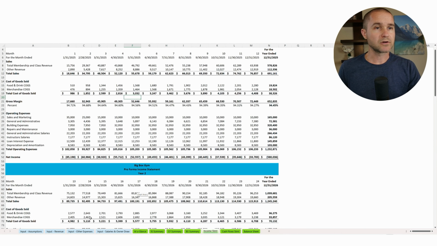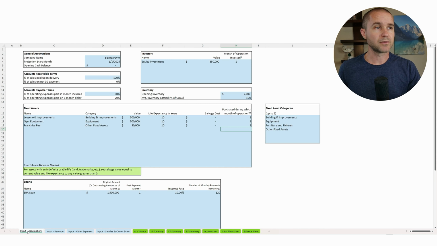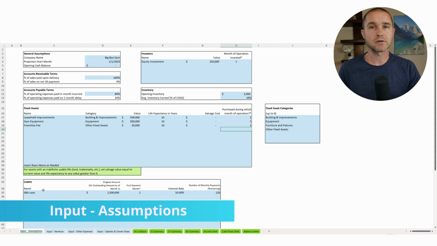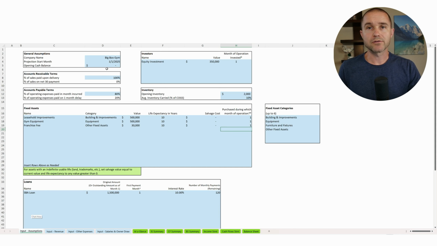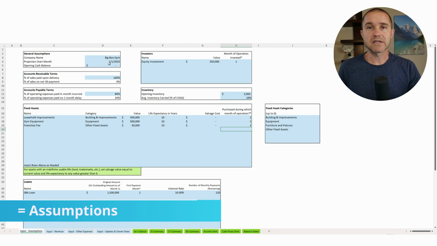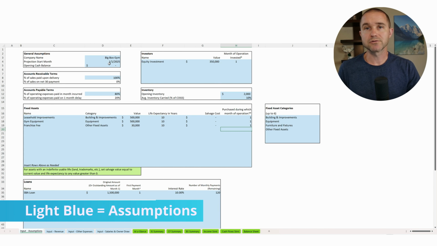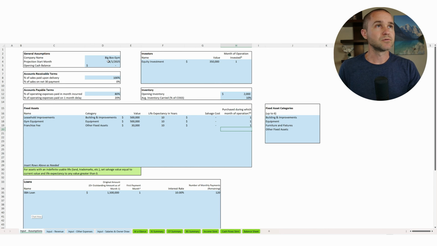Now, in order to produce all these reports, we have a little bit of work. So we're going to come back to our input assumptions tab here. I'm going to walk you through. So every cell that's highlighted in blue is an assumption that you can change without breaking anything in the model. So we've got our big box gym here. We're starting on January 1st.